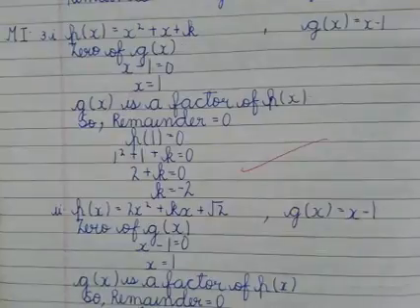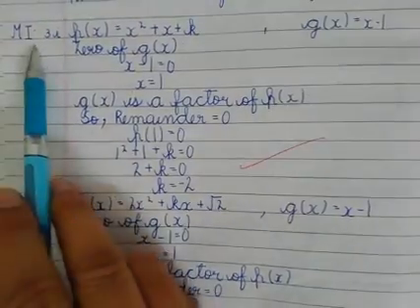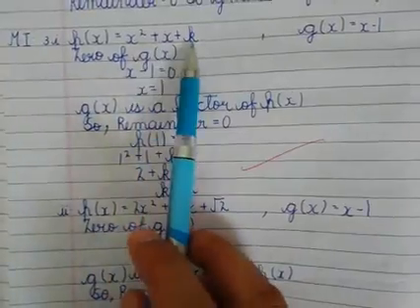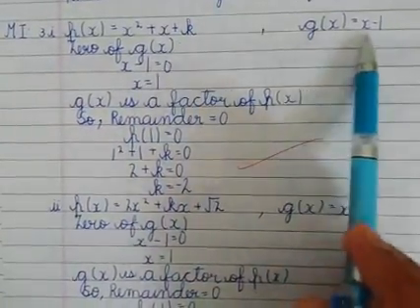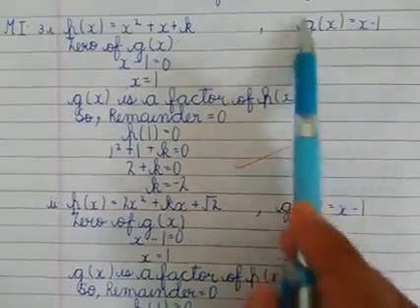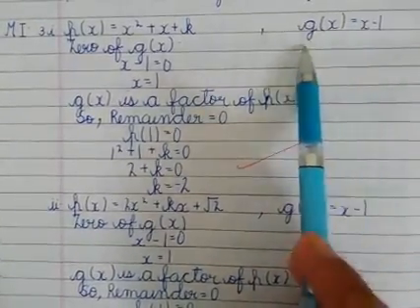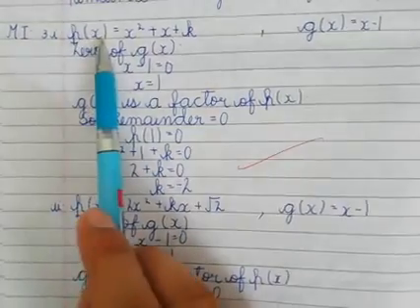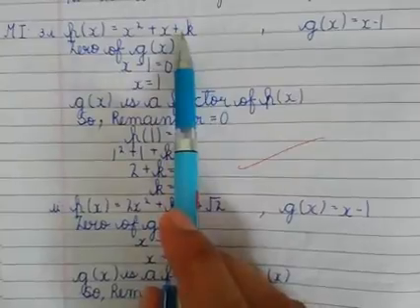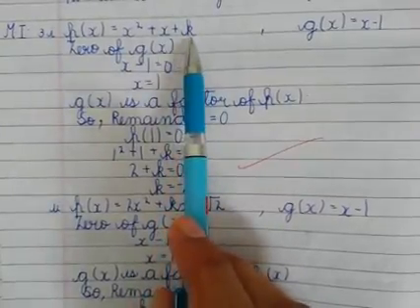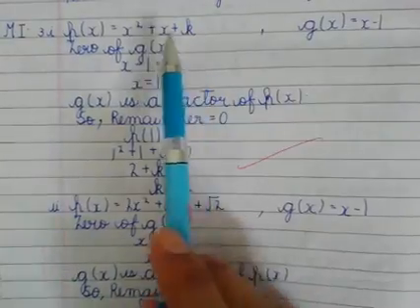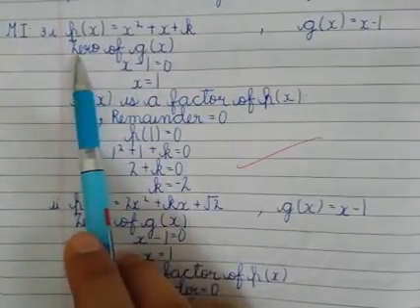Now understand question number 3, the most important question. In this we are given p(x), x square plus x plus k, and we are given g(x), x minus 1. In this we don't need to check whether it is a factor or not. It is already given that this g(x) is a factor of p(x). And what we have to find out is the value of this k, that is, which number or fraction is in place of this k. So we will apply the process.